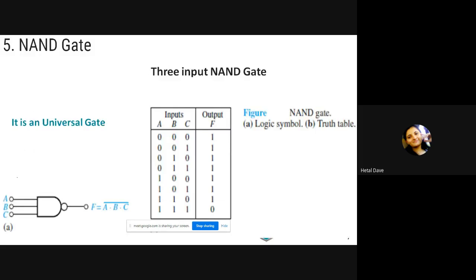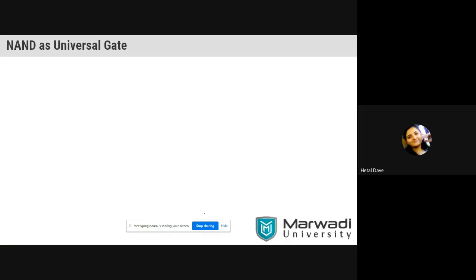Now the 3 input NAND gate, which has 3 inputs A, B, C, and output F. So here a total of 8 combinations are there. Everywhere the output is 1. If all the inputs are 1, then the output is 0. So whenever you start your practical, first of all, you will check the truth table of the NAND gate and the truth table of the NOR gate. Then you will design a circuit, whatever I am going to give you. So first of all, you will check the truth table.